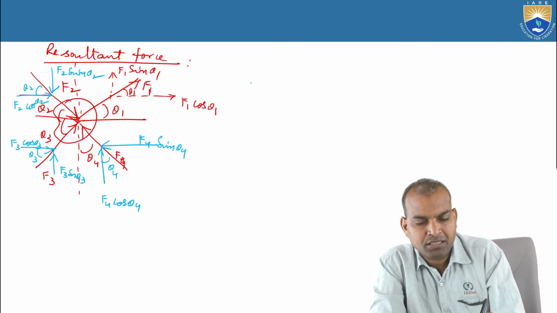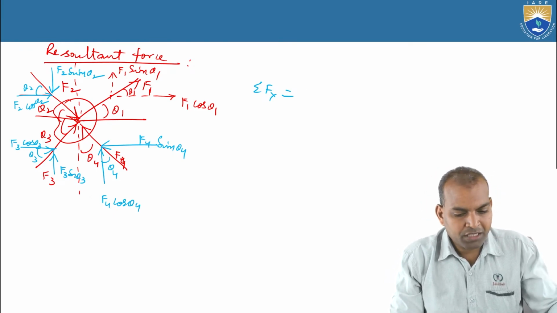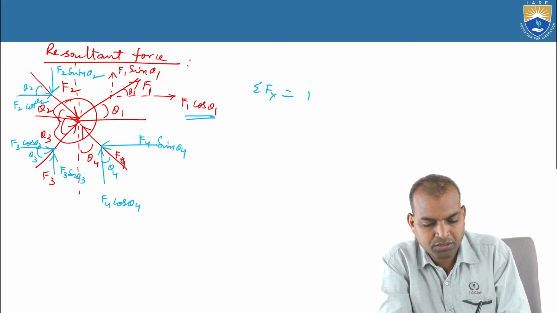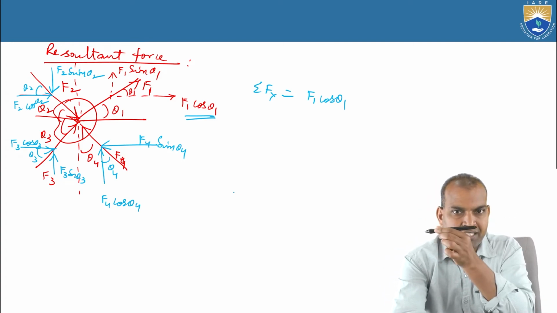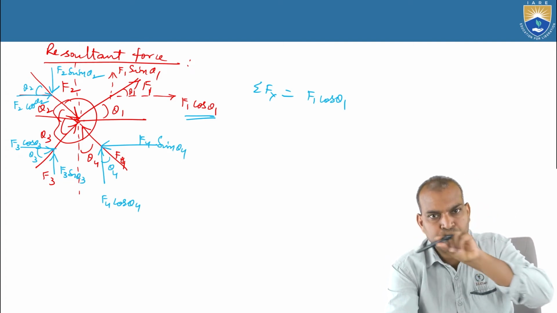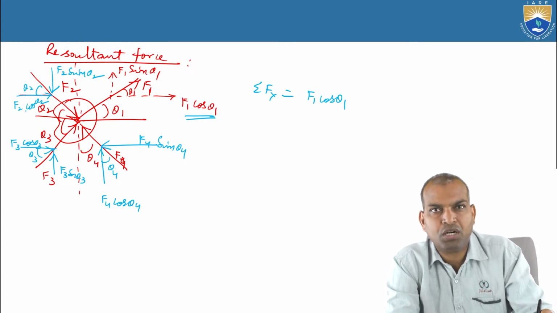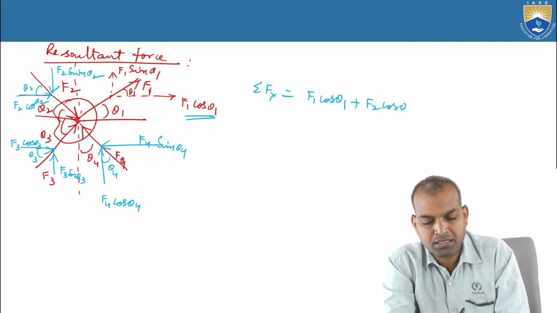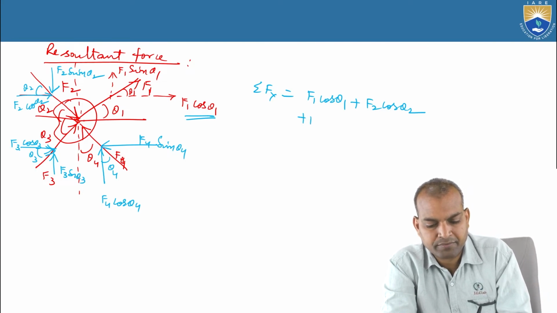Now we have to resolve this. Apply the algebraic sum of all horizontal components, sigma Fx equals what? The horizontal components are F1 cos theta 1, moving towards the right side, which is positive. If it moves towards the left, it is negative. The next horizontal component is F2 cos theta 2, that is positive F2 cos theta 2. The next is F3 cos theta 3.